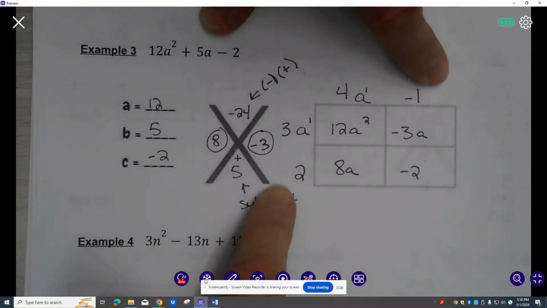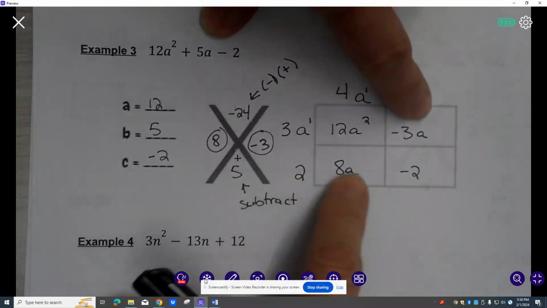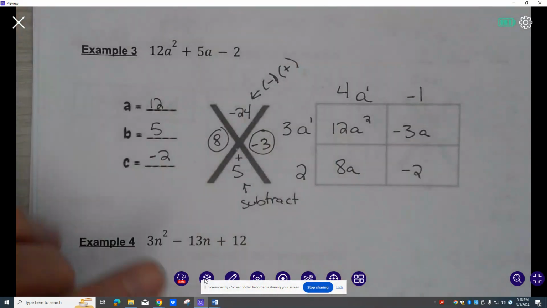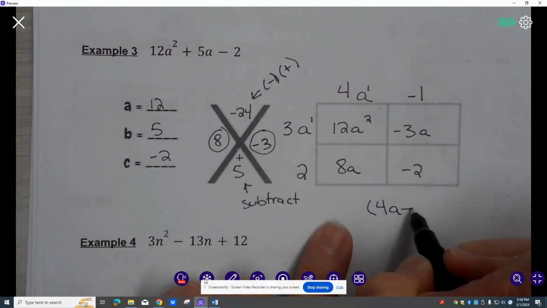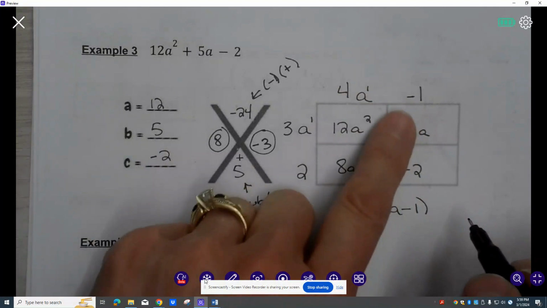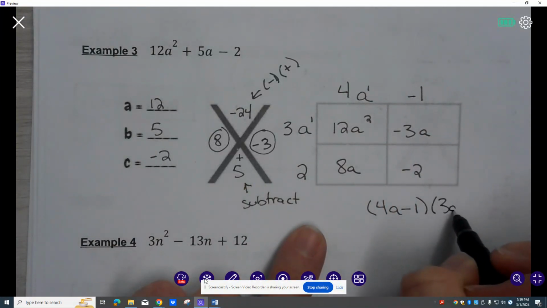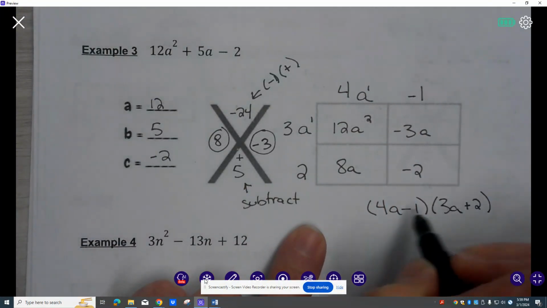I just need to do one last check. Negative 1 times 2 is negative 2. So my two factors are 4a minus 1 right here and 3a plus 2.